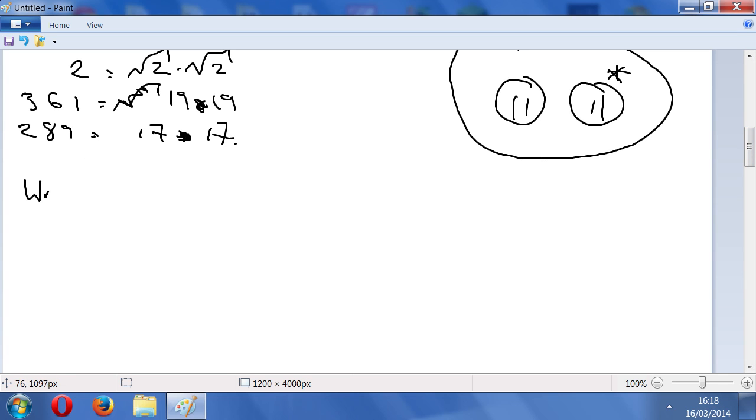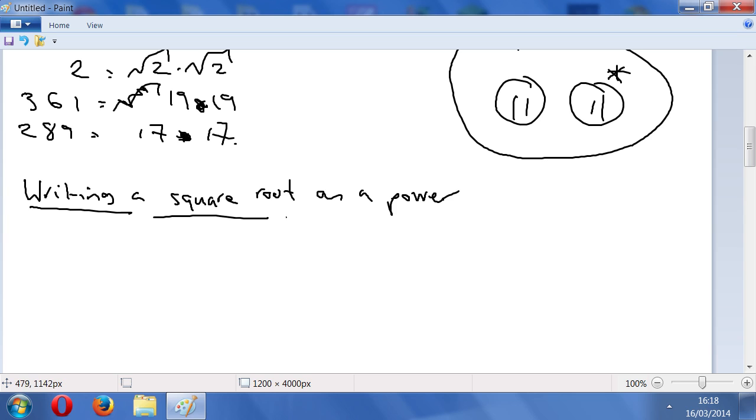So the next thing is going to be writing a square root as a power. Okay, so obviously this is what we have actually been doing the whole time up to now, really.